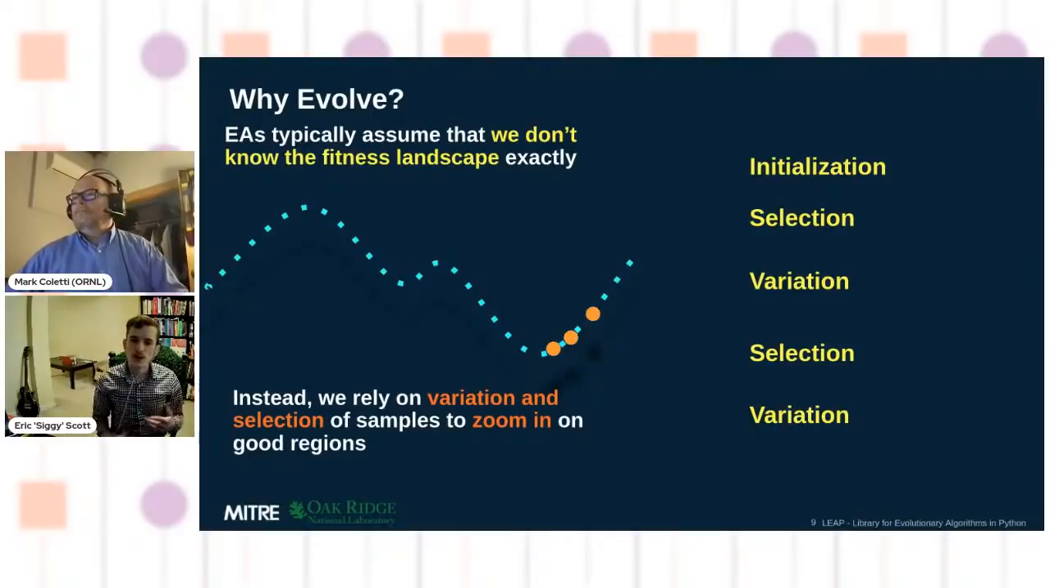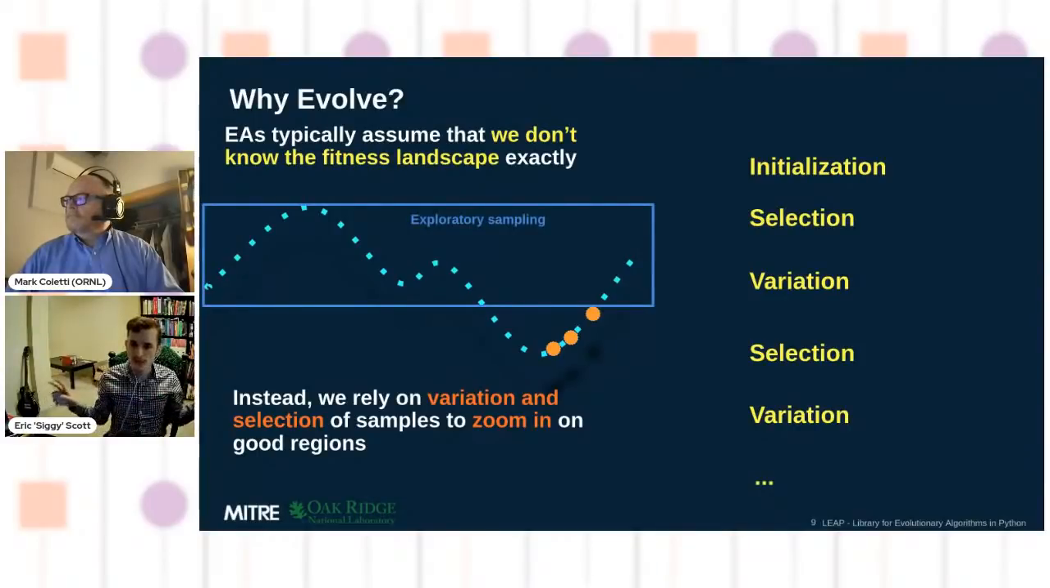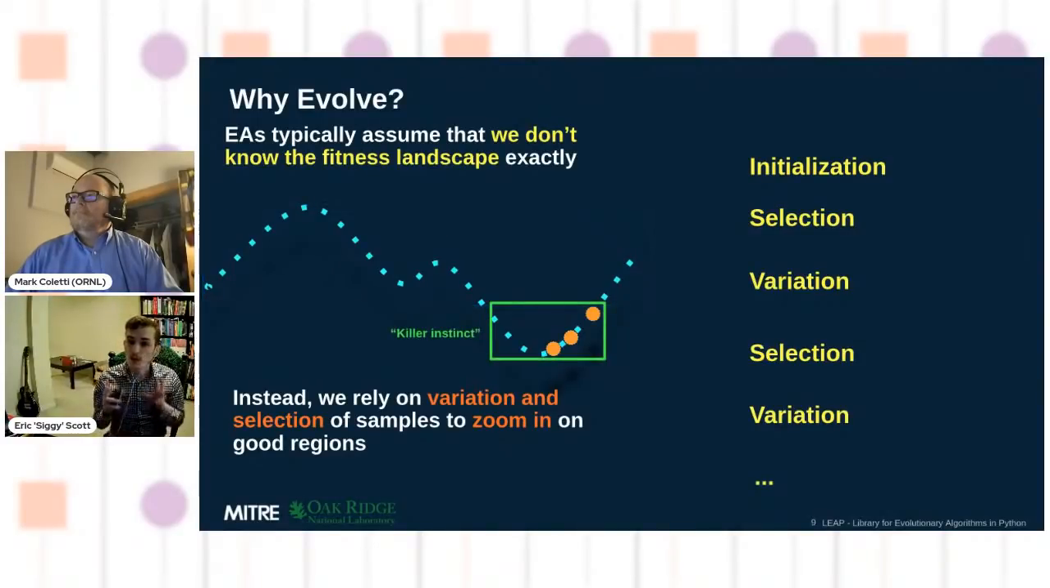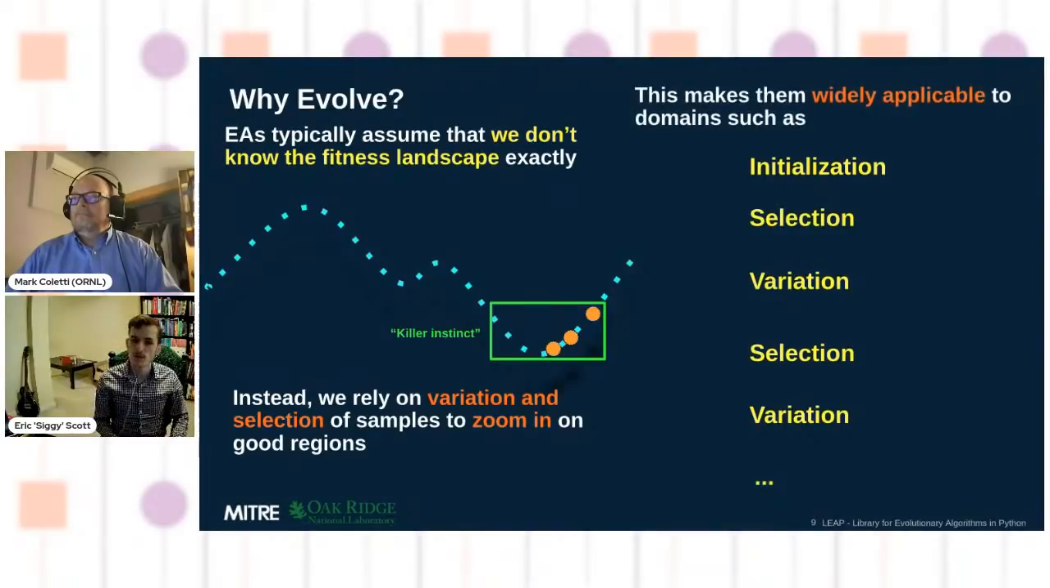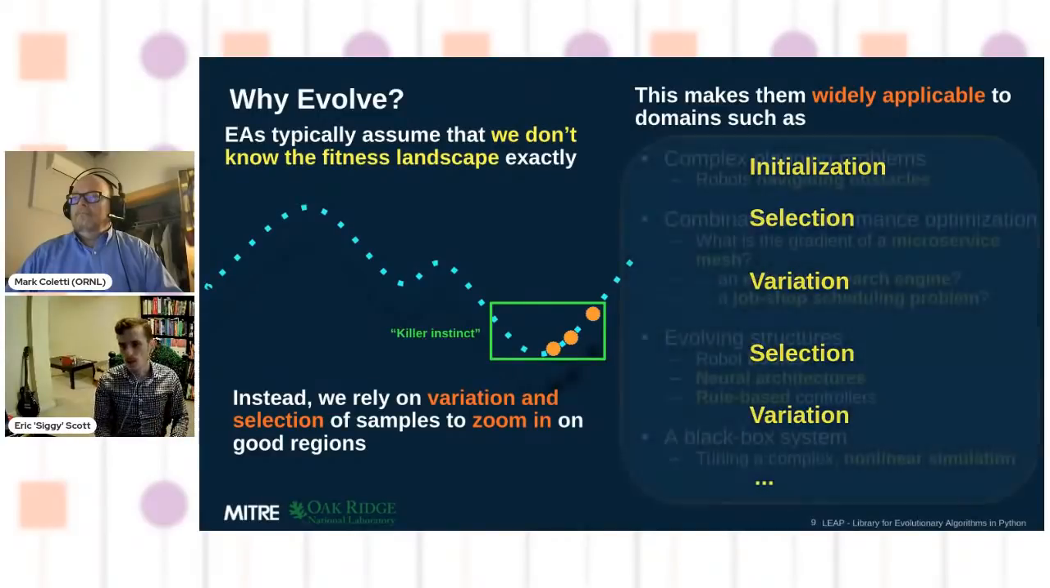And what you can see here is the evolutionary approach begins with what is initially a very broad exploratory sampling of this solution space. And then when it's successful, it can very quickly, in just a few iterations, zoom in with a sort of killer instinct on higher quality regions of the search space. And because it does this while making very few assumptions about the structure of your space and of the function that you're trying to optimize, it's an extremely widely applicable technique.